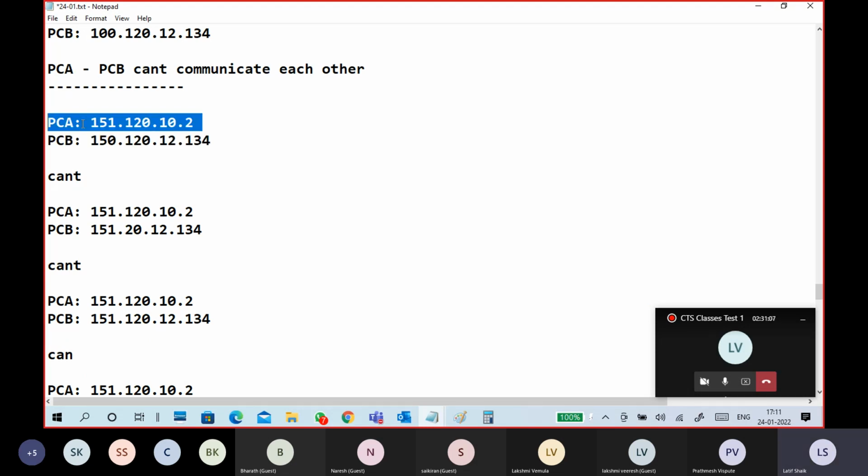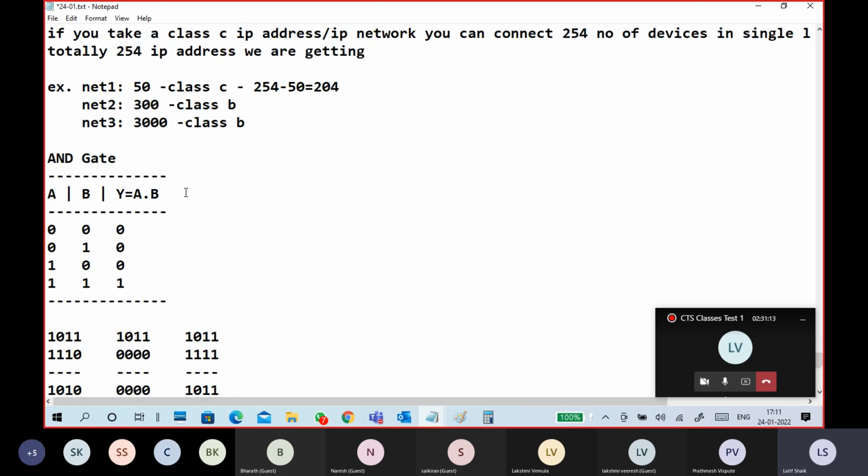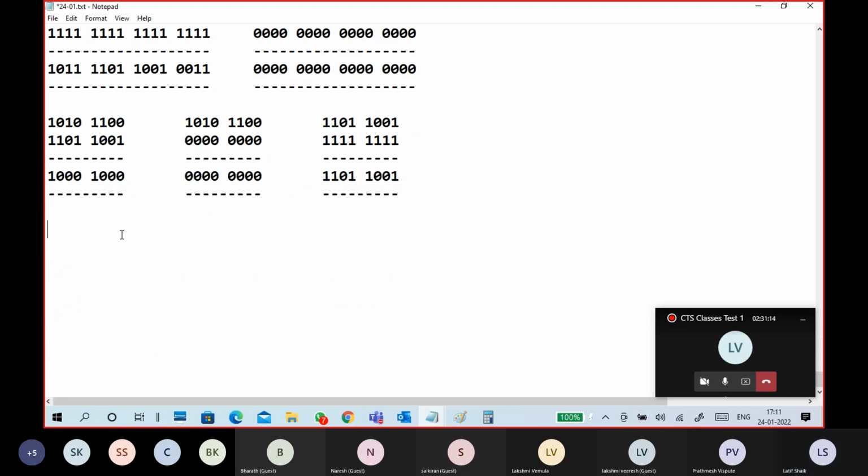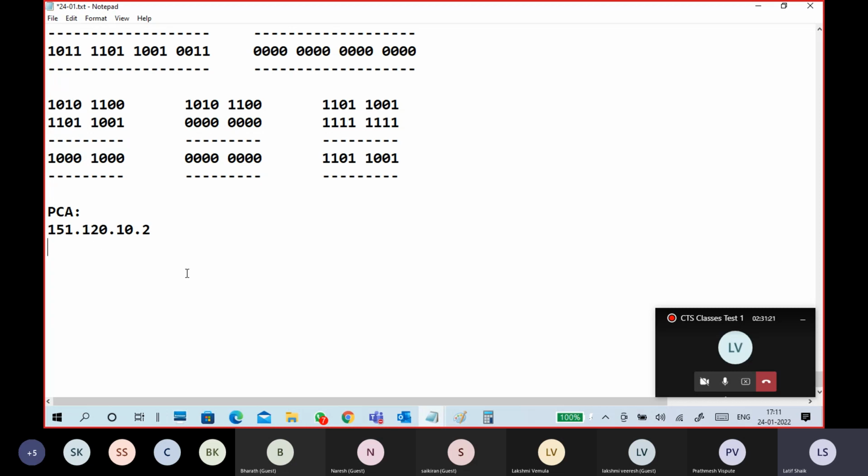I will take one example from here. This is the IP address. I took an IP address, and I will try to find what is the network ID of it. Okay, so which class is it?